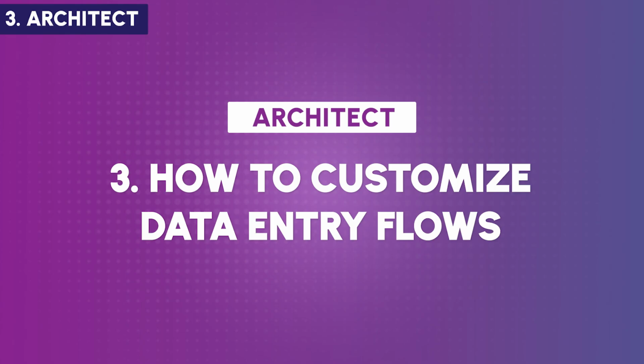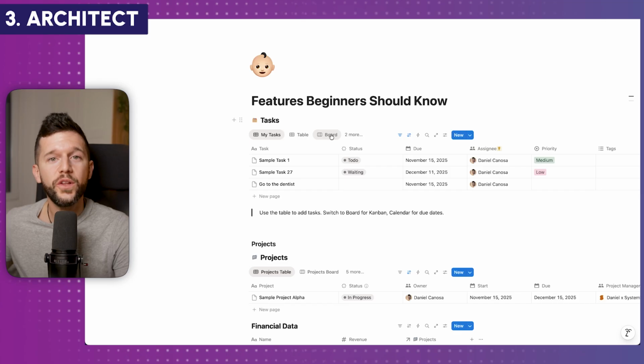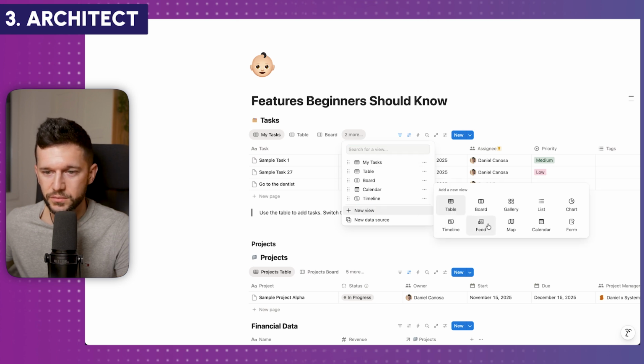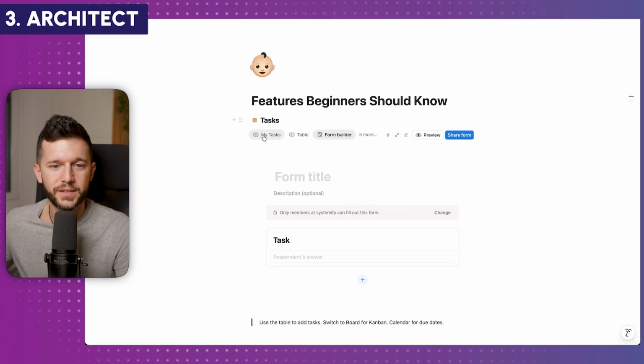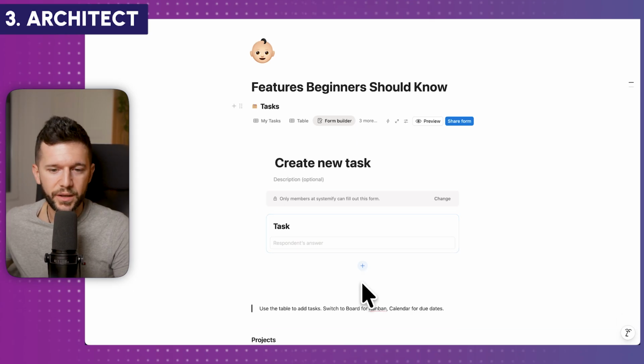And finally, one feature that a lot of people really don't know exists is that we can standardize the way that our team members input data inside of our system. We do this typically through having forms within Notion, which we can create over here: new view, form, and we can start it from scratch. So let's say that this is the tasks database, and we can call the form create new task. And here we can build the form.